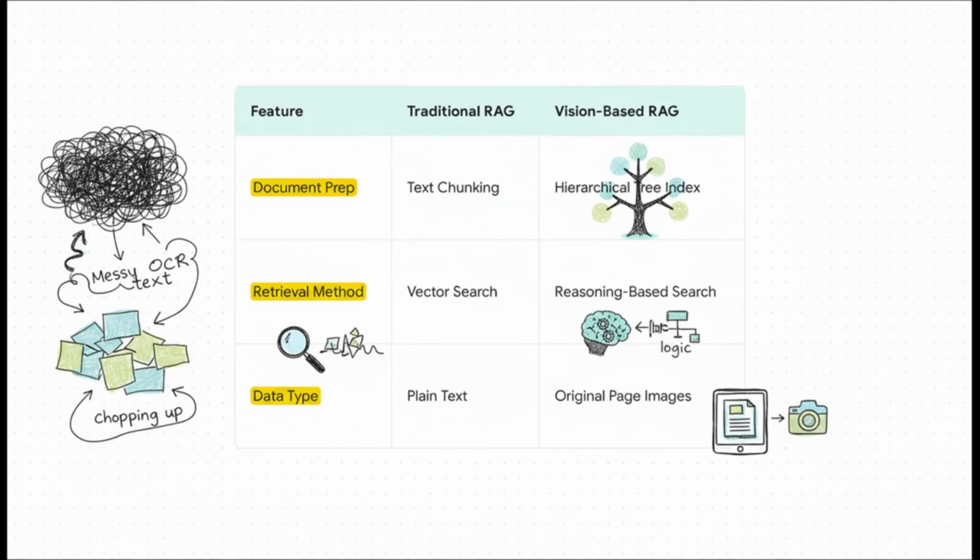Now, let's look at the difference side by side, because this makes it really clear. The traditional way meant chopping up all that messy OCR text. They call that text chunking, and then using vector search to kind of find matching keywords. But this new vision-based way, it's so much smarter. It creates a structural map of the document, a tree index, and then uses reasoning to find the right section before feeding the original page image, the picture itself, straight to the AI.